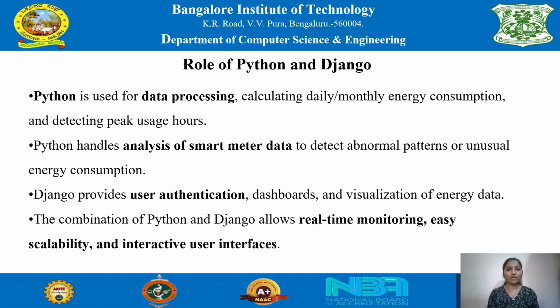Next one is the role of Python and Django. Python is used for processing energy data, calculating daily and monthly usage and identifying peak hours. It also helps in detecting unusual consumption patterns. Django is used to build the web application. It provides user authentication, dashboards and visualization of energy usage. Together, Python and Django enable real-time monitoring and scalability.